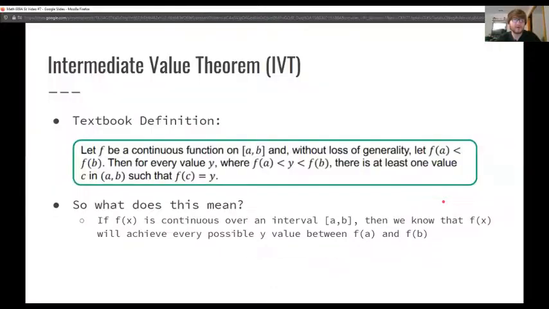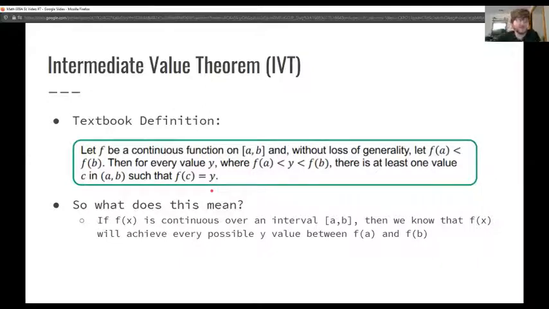Okay? So the Intermediate Value Theorem, or IVT, as I'll call it throughout these slides, says that let f be a continuous function on the closed interval [a, b], and without loss of generality, let f(a) be less than f(b). Then for every value y, where f(a) is less than y is less than f(b), there's at least one value c in the open interval (a, b), such that f(c) is equal to y. So what is this saying?